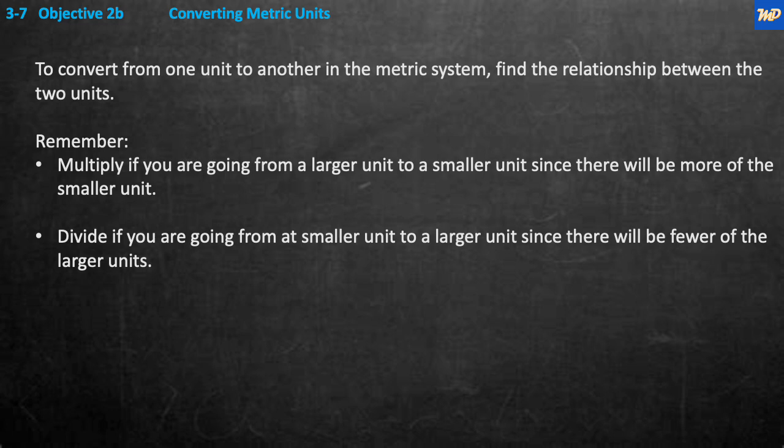So if you had 10,000 millimeters, and you were going to meters, you'd divide by 1,000 and you'd end up with 10,000 divided by 1,000 is 10 meters. So that's how you do that math.